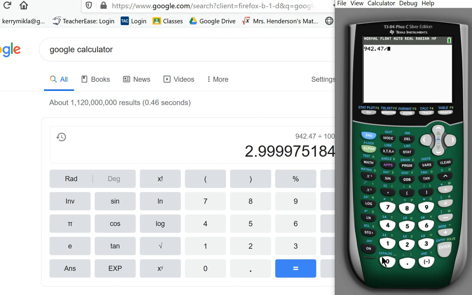942.47 divided by, I'm not going to use parentheses this time, 100 times pi. And look at that, I got a totally weird answer. Now if I had typed some parentheses around this, right, watch this. So I'm going to put in here some parentheses.